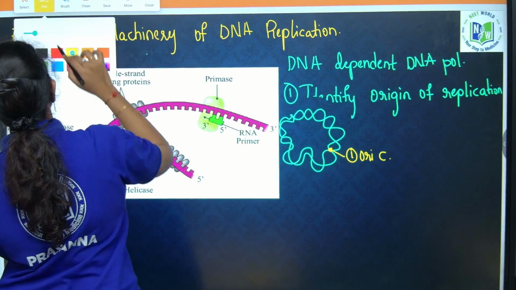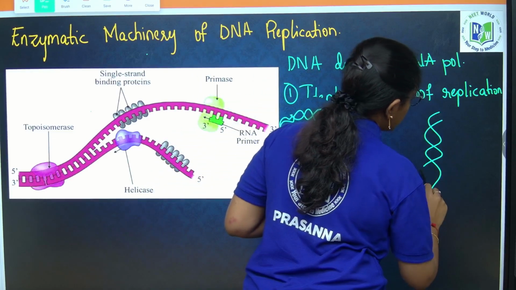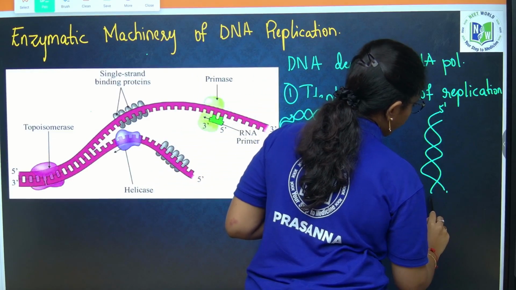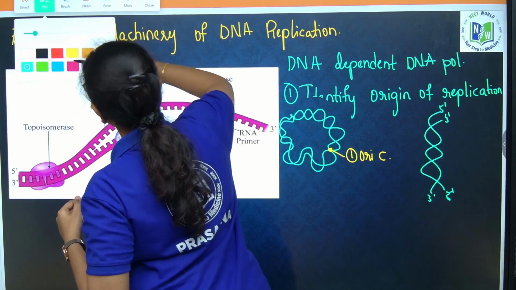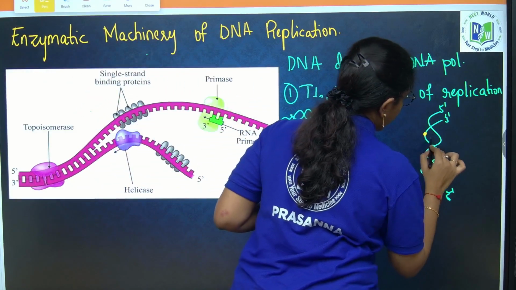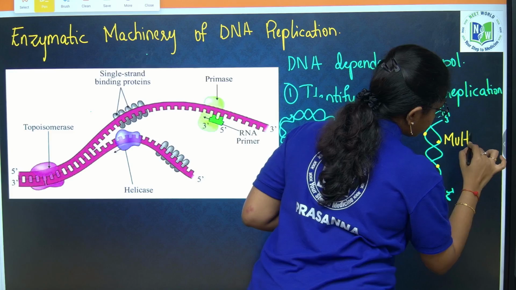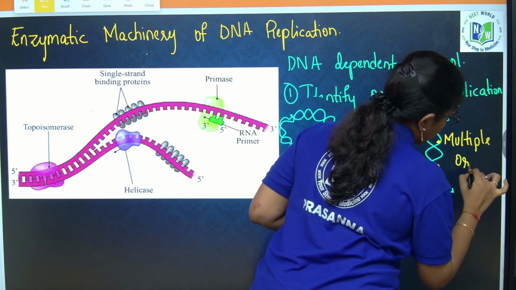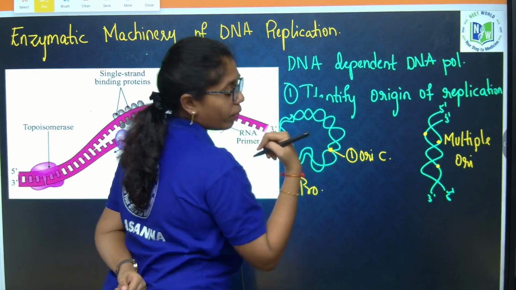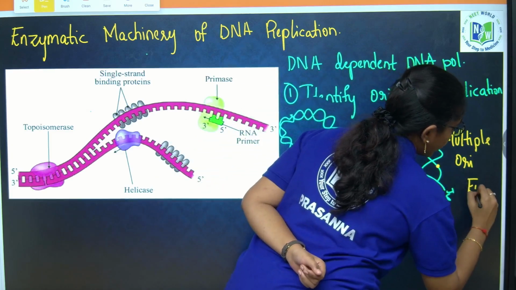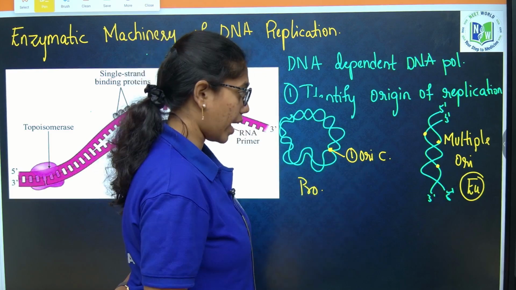But if you take a linear double-stranded DNA from a eukaryotic cell, from 5 prime to 3 prime, 3 prime to 5 prime, there are multiple ORI sites in a eukaryotic DNA. In a prokaryote, you have only one ORI site. In a eukaryotic DNA, you have multiple origin of replication sites.